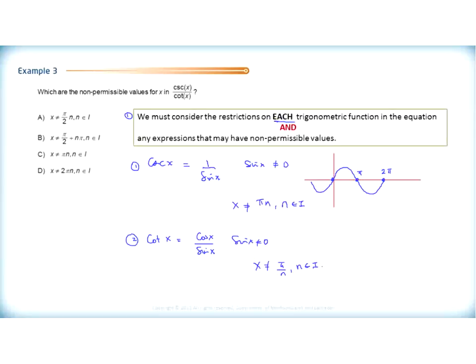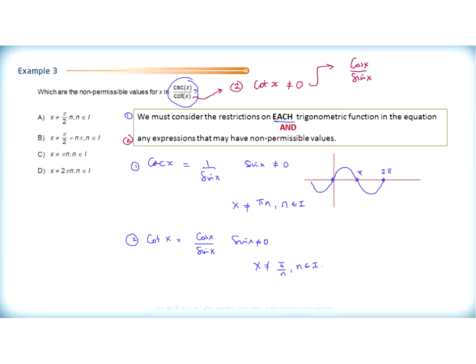Now we must consider any expressions that may have non-permissible values. If we look at the entire expression, we can see now that cotangent x cannot equal 0. Cotangent x cannot equal 0. Where is cotangent x equal to 0? Now you're going to think about that one for a little while. Cotangent is equal to cosine x over sine x.